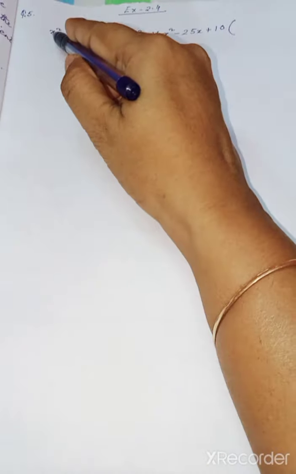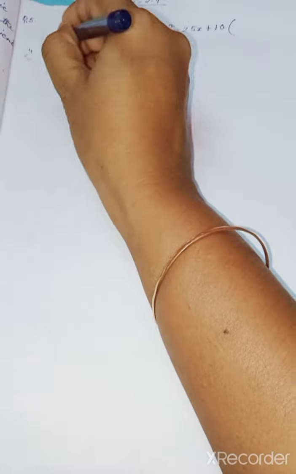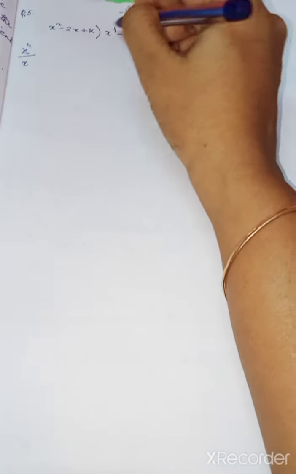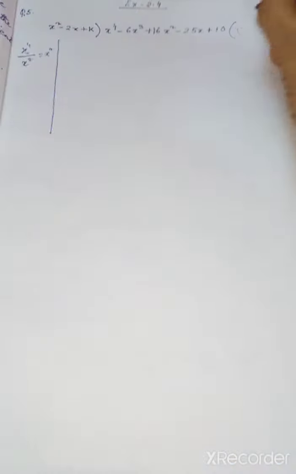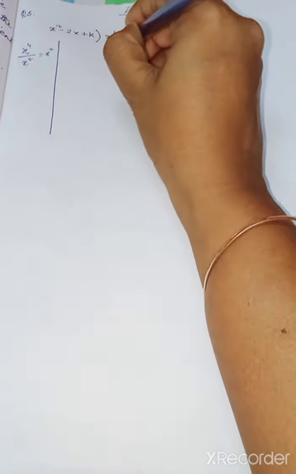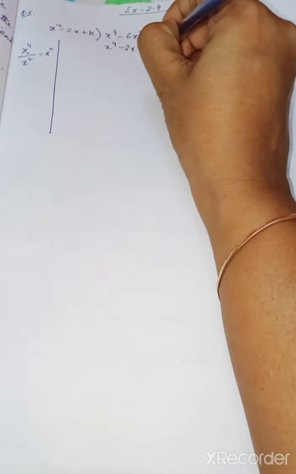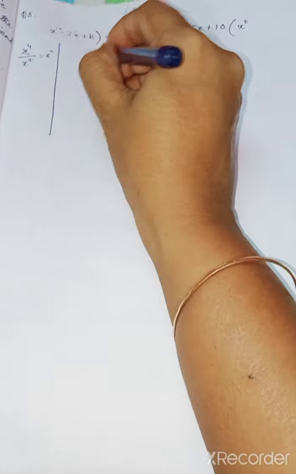Here the first term is x to the power 4, and we divide it by x square to know what we have to multiply here. So that is x square. We will multiply x square. So what we will get: x to the power 4 minus 2x cube plus kx square. Just subtract it.